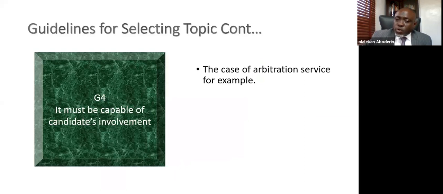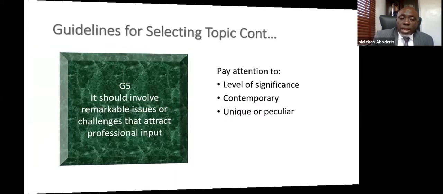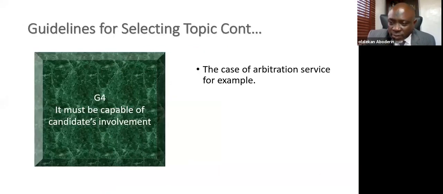Involvement of candidates is equally very important. Now, let me differentiate. There is a difference between candidate experience, the one I said before, and involvement of the candidate. I had a particular experience I want to mention, the case of arbitration services. Arbitration, for example, is a private court. It's a private tribunal. If you are not an arbitrator, you cannot be part of the arbitration process.